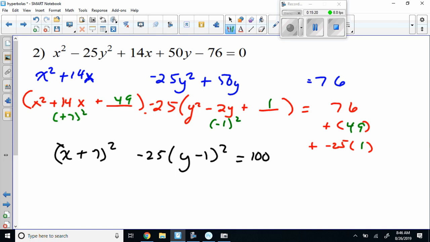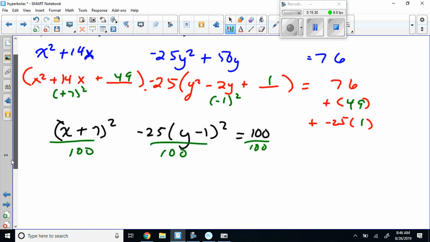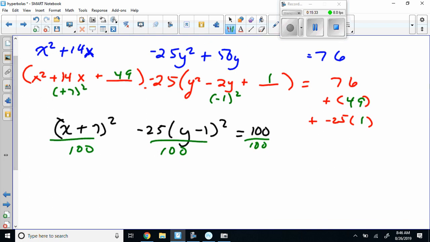Okay, ladies and gentlemen, here we go. Last step. Divide everything by what? 100. What's that? 4 equals what?